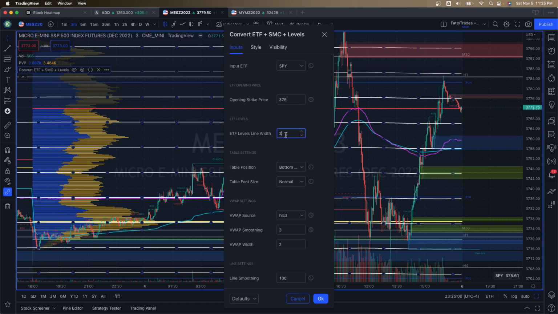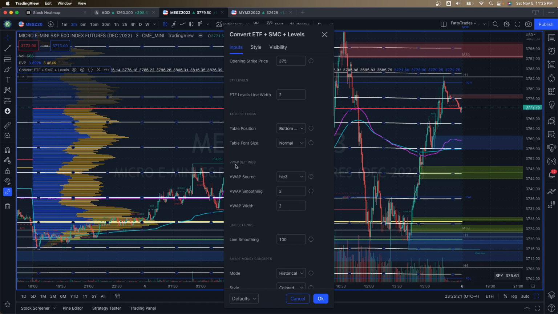Now, you can set your line width, and you can also set this table positioning, which in the bottom right corner I choose to put it. Super useful because that shows SPY's current price, so when you're looking at the chart and you're curious, okay, what level am I actually approaching? You can look at SPY's current price and determine that pretty quickly without having to look at SPY.